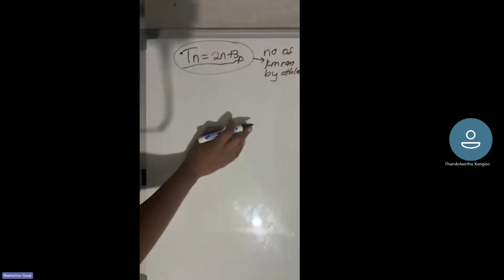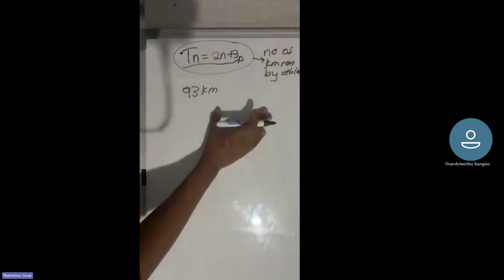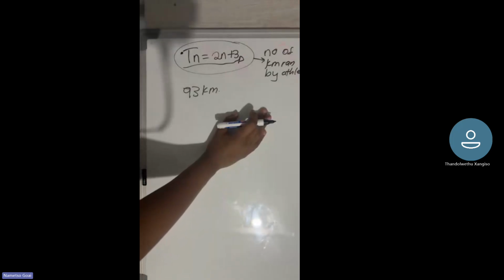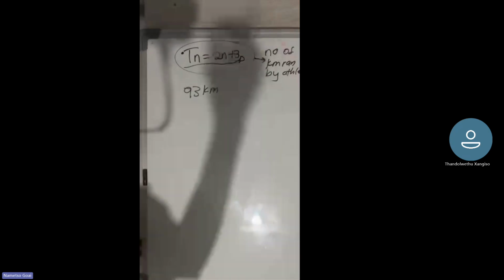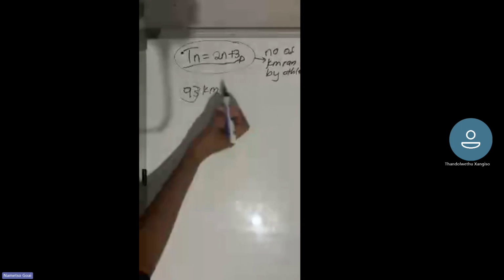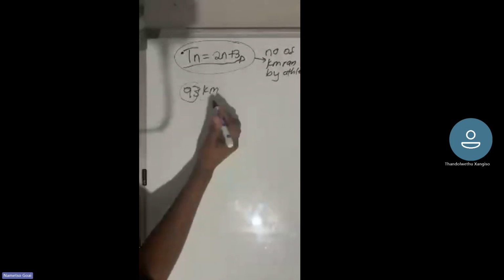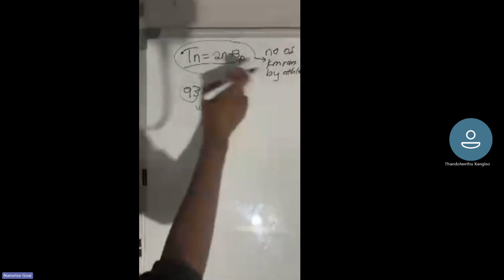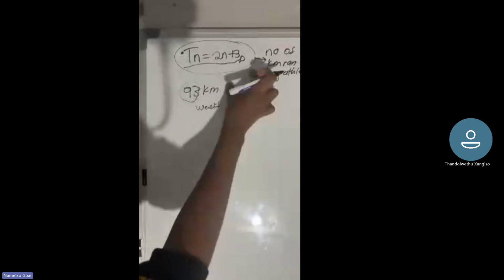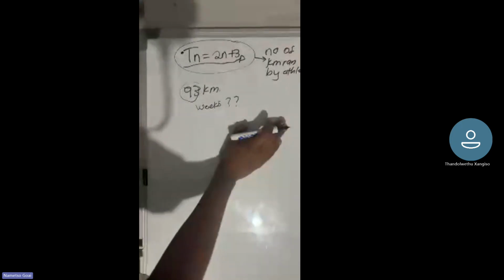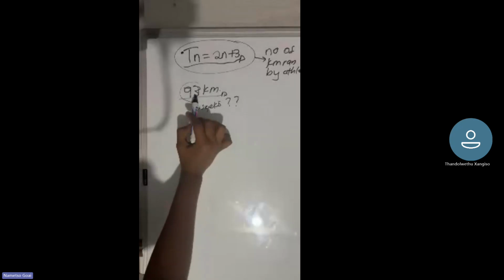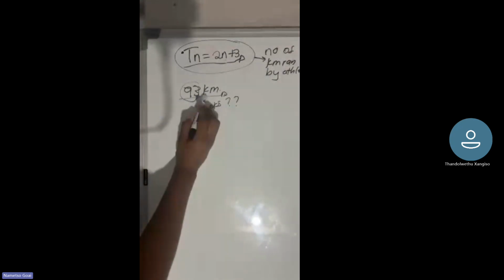Then they're saying the athlete ran 93 kilometers in the last week of training for the program. How long in weeks was the training program? They gave us the 93 kilometers, and now they want to know the number of weeks. Remember they said this 2n plus 3 formula gives us the kilometers ran by the athlete. Now they want the number of weeks, which means what? They have given us Tn. They're now looking for n because they gave us what the Tn is.